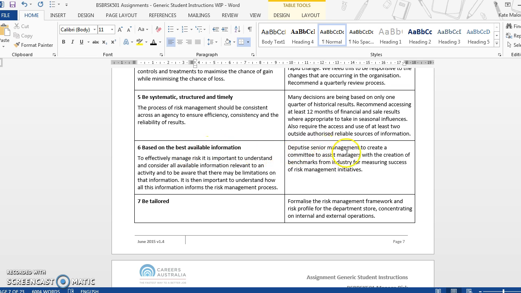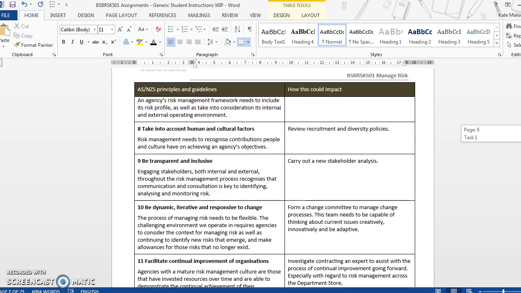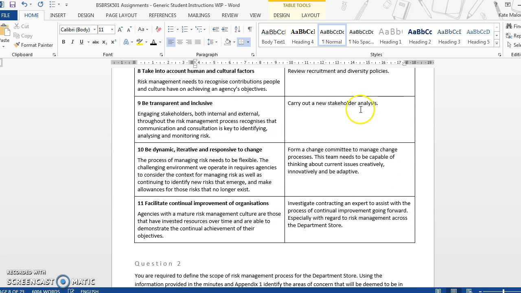So deputise senior management to create a committee. 7, be tailored. So we need to formalise the risk management framework so it actually applies to the department store, because at the moment it's just the whole CA City retail group. 8, take into account human and cultural factors. So we need to review the recruitment and diversity policies.